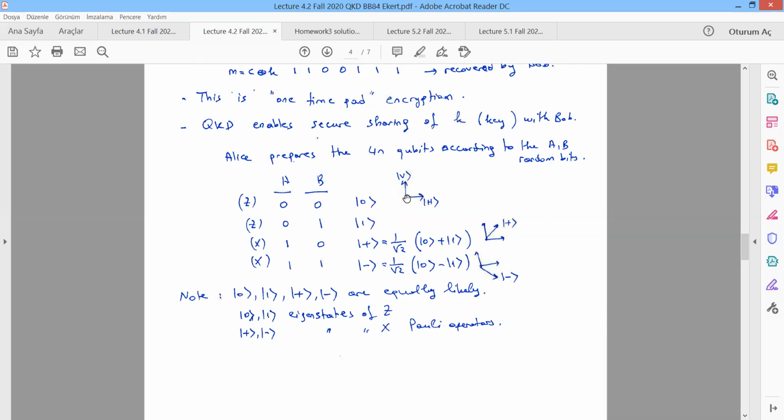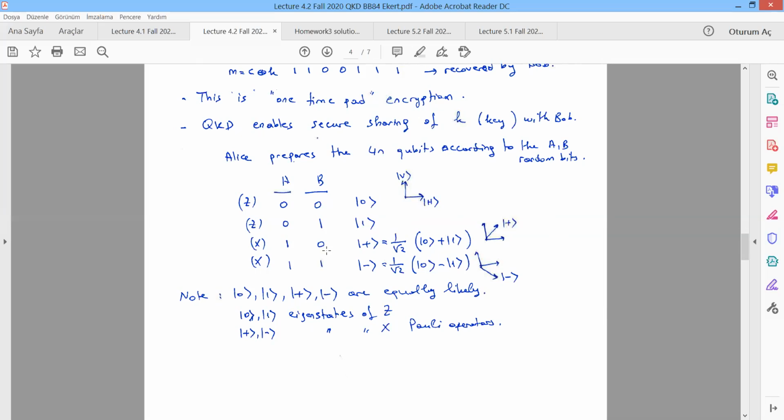So Alice, in other words, if A and B are 0, 0, she encodes the photon with horizontal polarization. If A and B are 0, 1, she encodes the photon with vertical polarization. So the other two alternatives are A and B are 1, 0 and 1, 1.